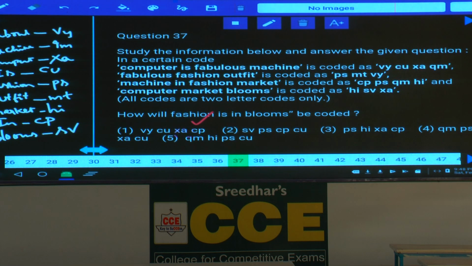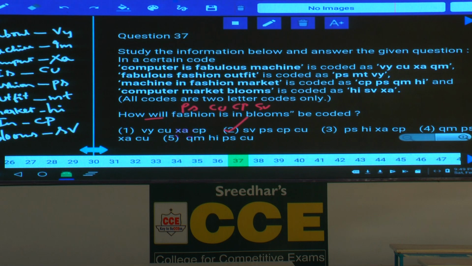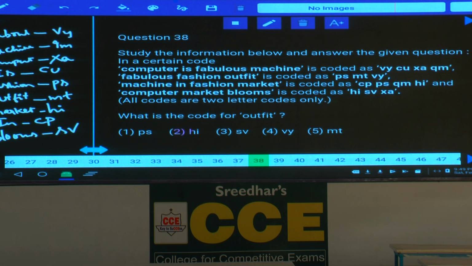Then question number 37. How will fashion is in blooms be coded? How will means it is a definite question. Then how will fashion is in blooms be coded? Fashion, what is the code to this word fashion? PS. Is is CU, in is CP, and blooms is SV. Tell me what is the code here? PS CU CP SV, that is choice 2. This is about question number 37. Then 38. What is the code for outfit? Tell me what is the code here? MT is the code to the word outfit, choice 5.